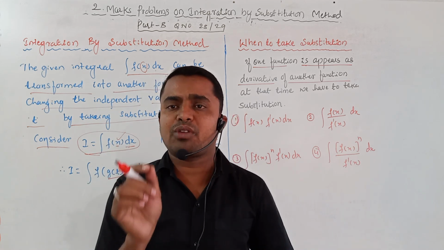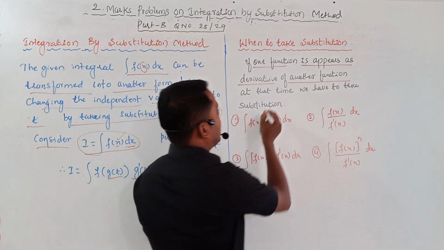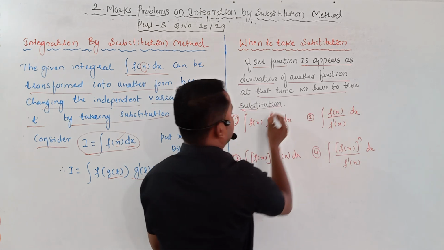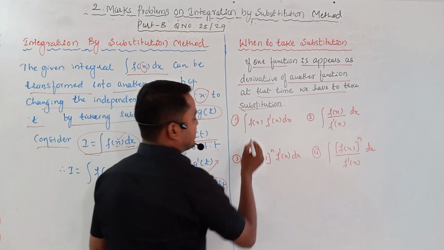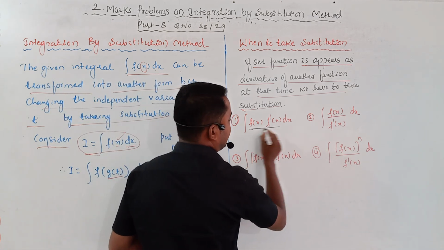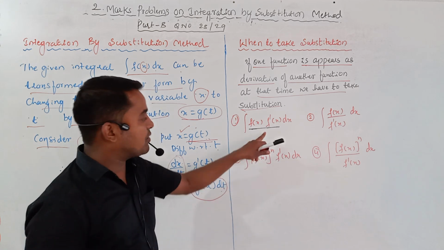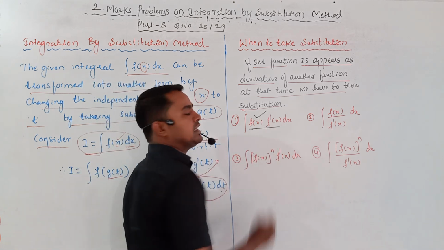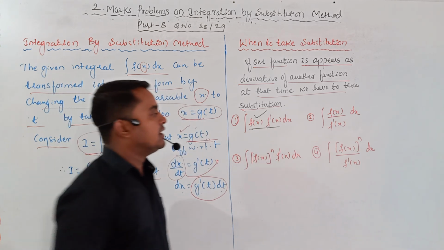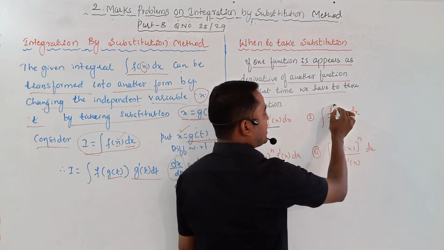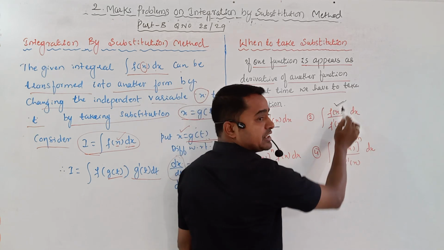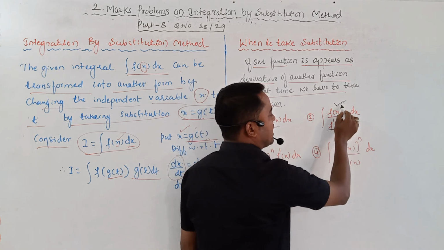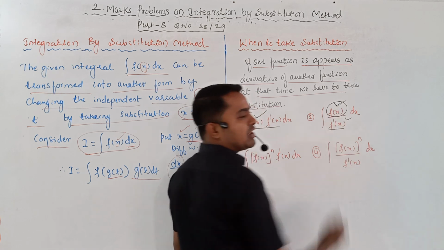At that time we have to take the substitution as f of x. See here, this is the function f of x and its derivative. If the given integral is in this form, then we have to take f of x as the substitution. Next, another form: f of x divided by f dash x. Here f of x is the function and f dash x is its derivative. At that time we have to take f of x as the substitution.